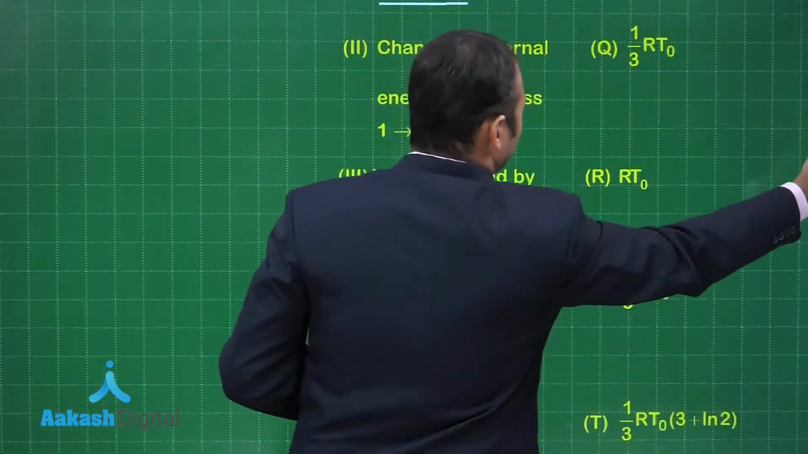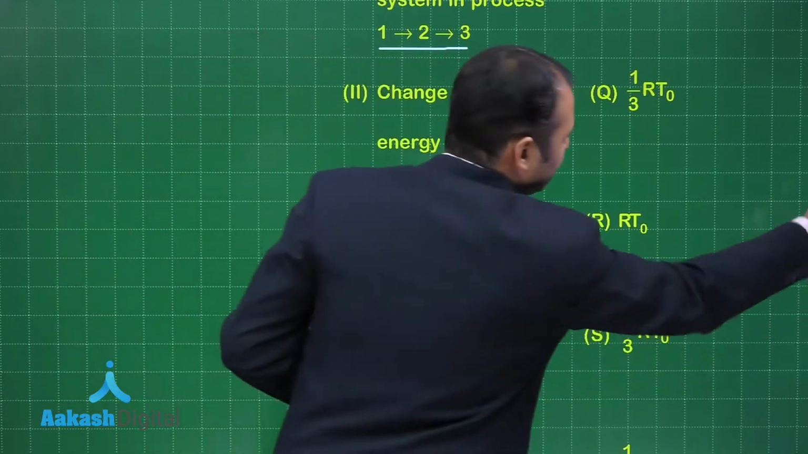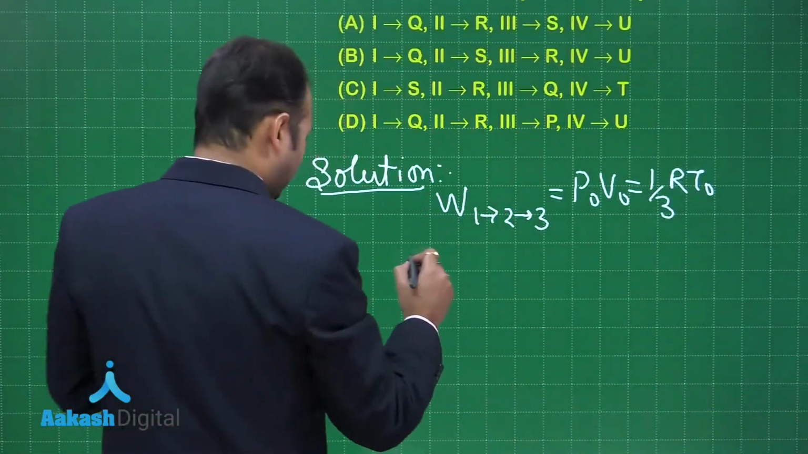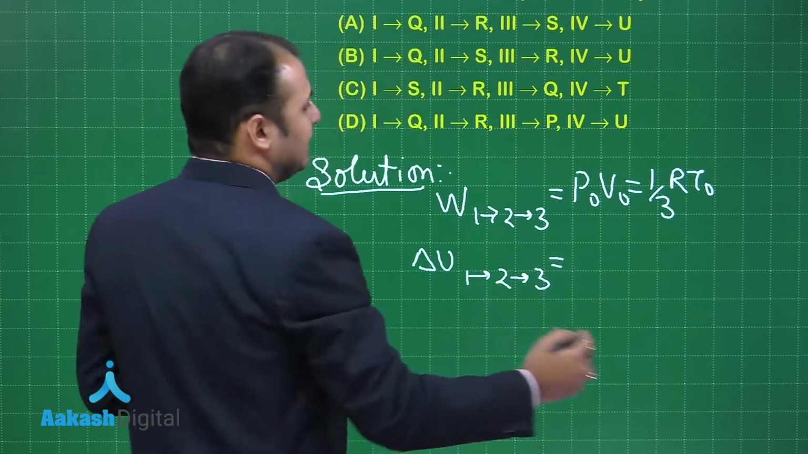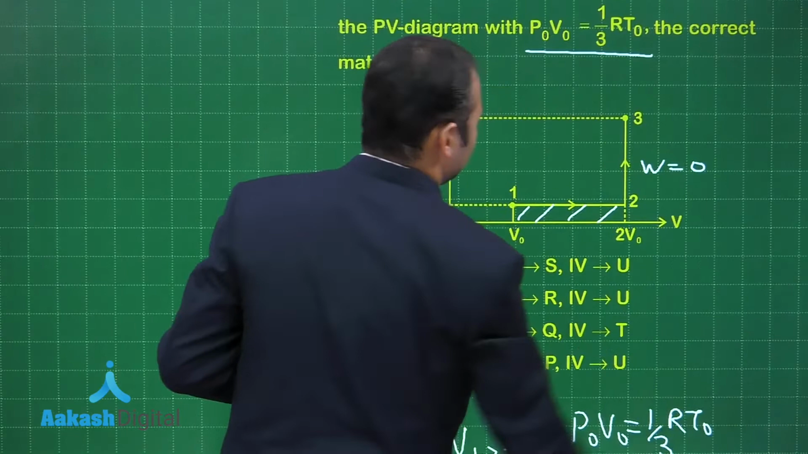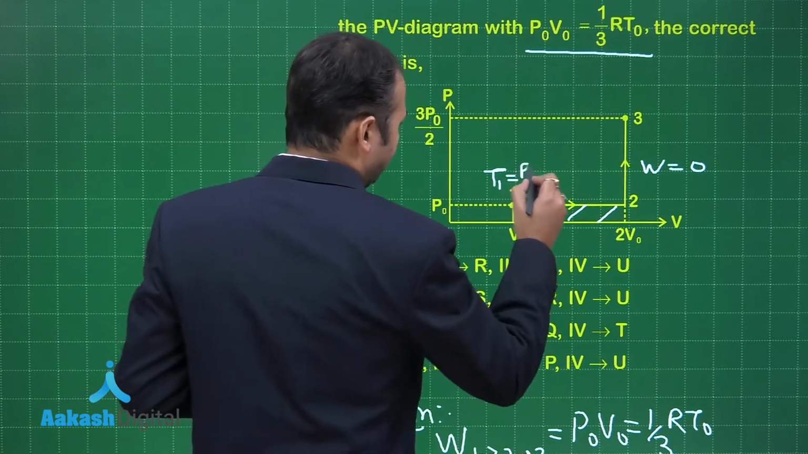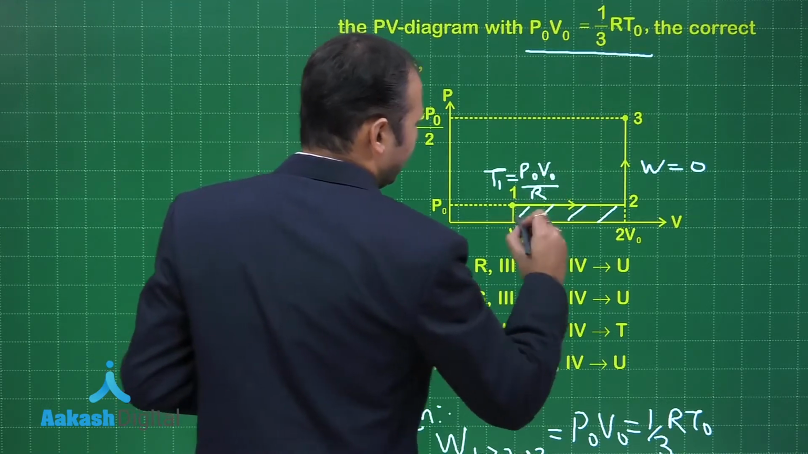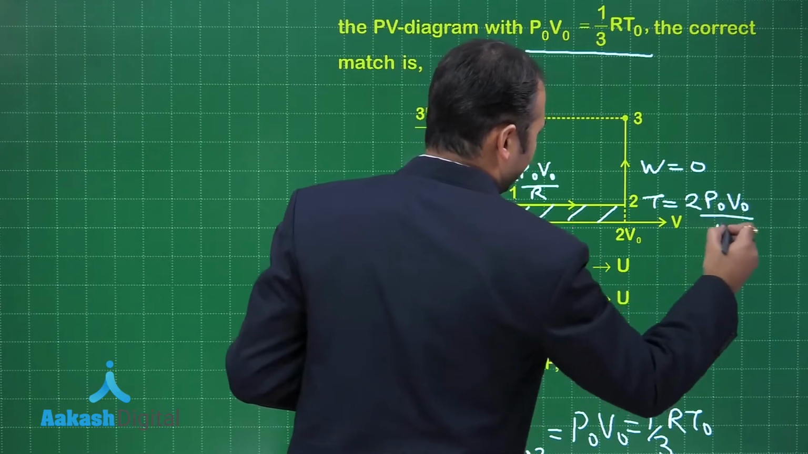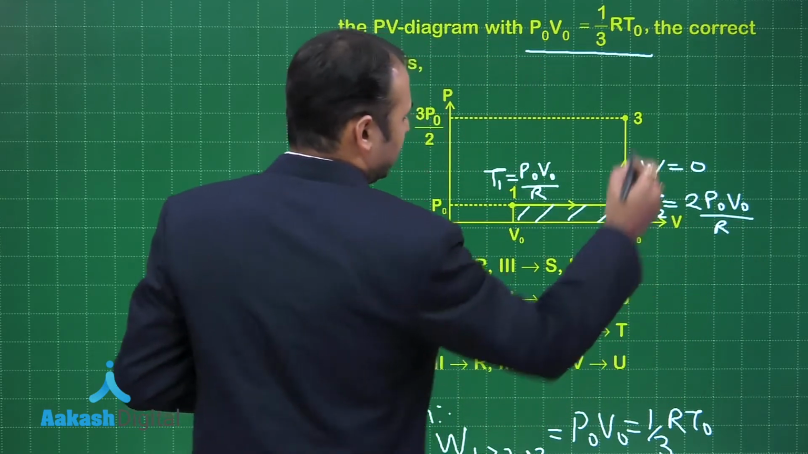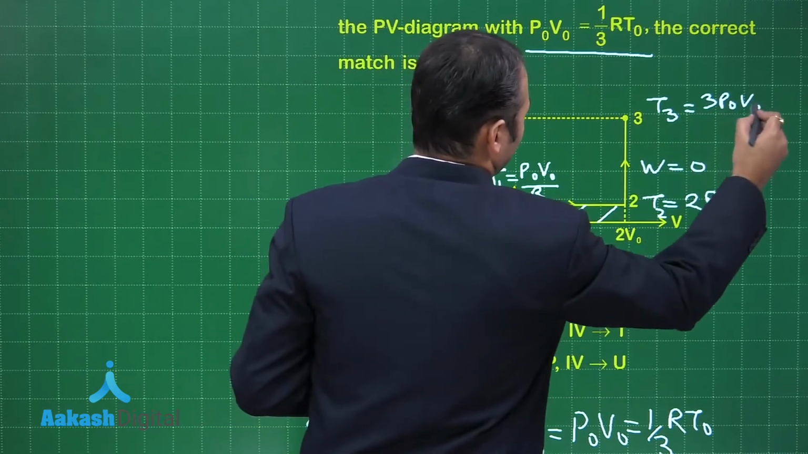Now if you look at the second one, that is the change in the internal energy from 1 to 3. So the change in internal energy is simply delta U from 1 to 2 to 3. It is nCV delta T that will give you the change in internal energy. So what is the temperature here? This T1 would be equal to P naught V naught by R. Here the temperature T2 would be equal to 2 P naught V naught by R, and here the temperature T3 would be equal to 3 P naught V naught by R, right?